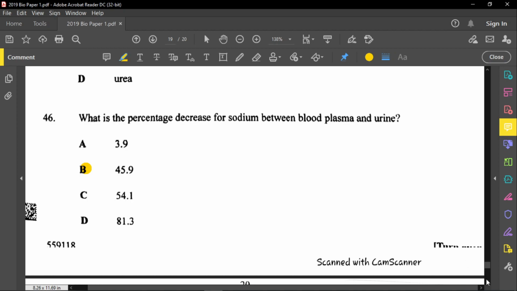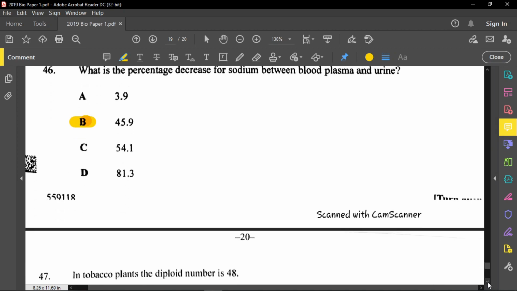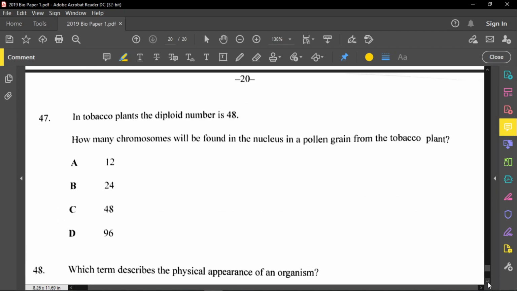Now for 47, let's go to question number 47. Question number 47 reads that in tobacco plants, the diploid number is 48. Diploid means 2, so di means 2, and so diploid means the 2 sets of chromosomes, which means the full number of chromosomes. Okay, that's what diploid means.